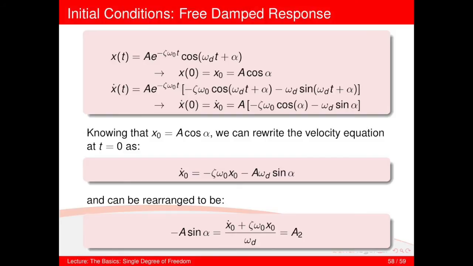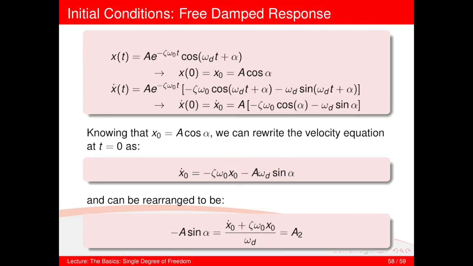So if you plug in 0 for t in the derivative, for the velocity, you end up getting, obviously this term drops to 1. You retain A, you get minus zeta omega naught times cosine of alpha. Now A cosine of alpha quite clearly is x naught. So you know what those two terms are. And you get minus A omega d sine of alpha.